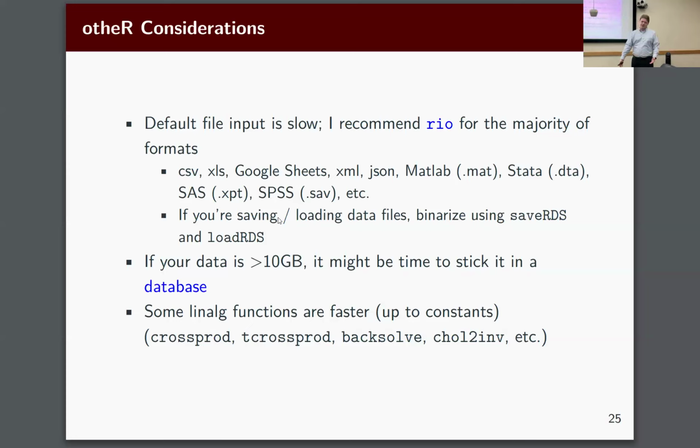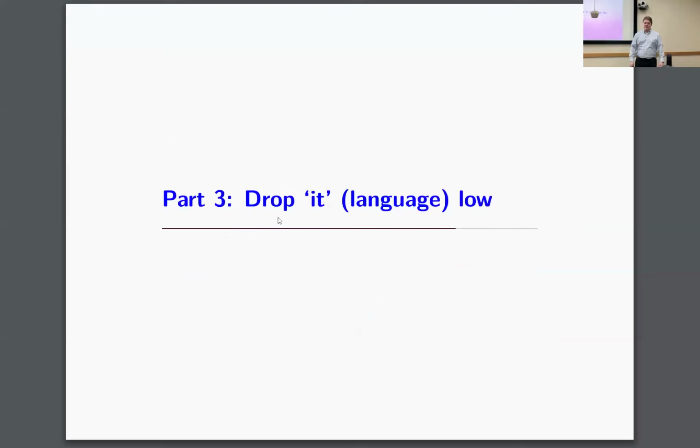There's also some linear algebra functions that are faster up to constants. They're not asymptotically faster, but for example, replacing t(X) %*% Y with crossprod, similarly for tcrossprod, using backsolve and forwardsolve instead of just the default solve, using Cholesky inversions, things like that. That can make your code much faster. Some of these will require you to do matrix algebra on paper to figure out which commands to use though. So I'm not going to focus on that. I expect that everyone can do their own matrix algebra. And also I don't want to talk about it.